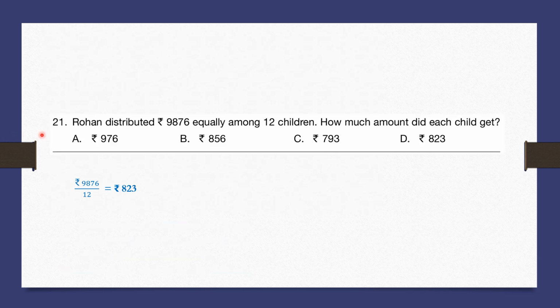Question number 21. Rohan distributed rupees 9876 equally among 12 children. How much amount did each child get? So each child will get rupees 9876 divided by 12. So we'll get rupees 823. So our answer is option D.